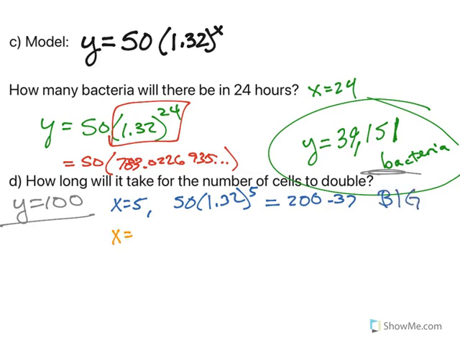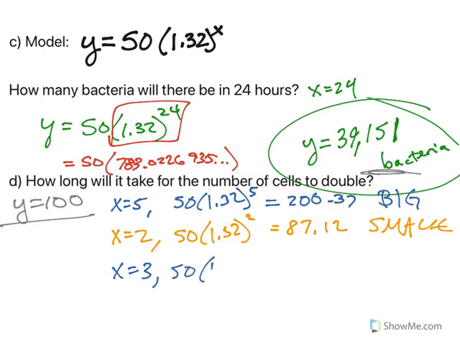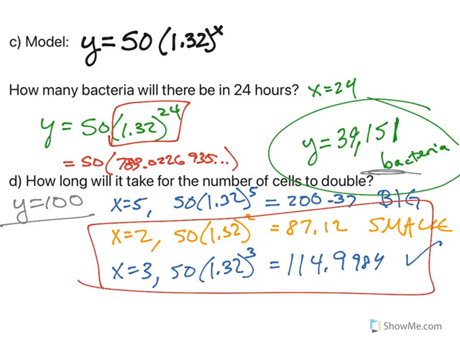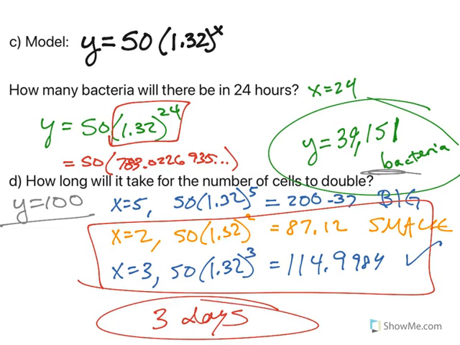Okay, we need something smaller. Let's go x equals 2. So 50 times 1.32 to the second gives me 87.12. That is too small. Okay, fine. Let's go to x equals 3. 50 times 1.32 to the third gives me 114.9984. Okay, so between 2 and 3 is when I get to 100. So if we need full days, we would say it takes 3 days to double. But it's really somewhere like at, I don't know, 2.5.